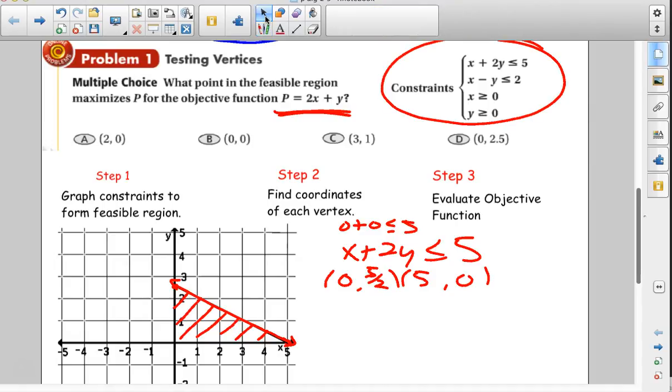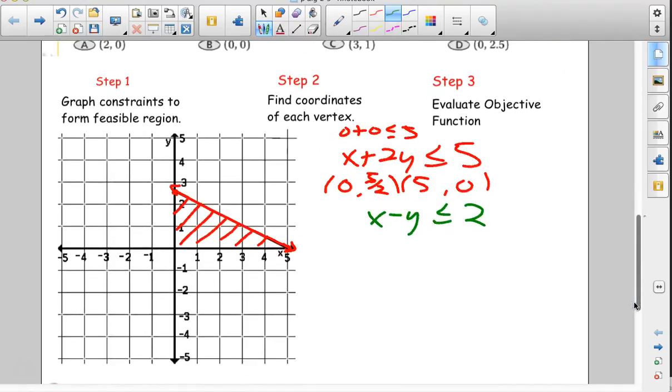All right, I'm going to switch colors and go to the x minus y is less than or equal to 2. And again, that's in standard form. So using my intercepts would be a really quick, easy way to graph this. So if my x is 0, well, I'm going to have to put a negative 2 in there, because the negative of negative 2 would give me 2. If my y is 0, then my x is going to have to be a positive 2. So I have my 2 points at 0, negative 2, and 2, 0.